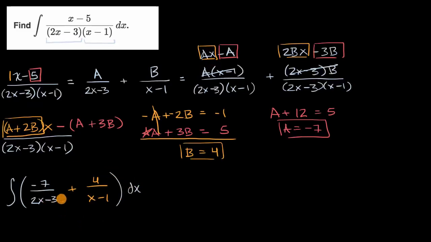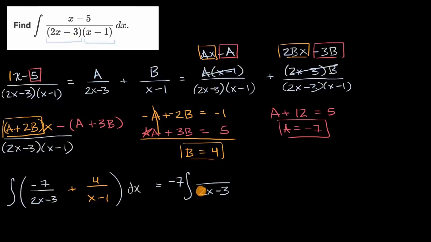Now, if you are so inspired, I encourage you to pause the video and try to run with it from this point, because we have seen the techniques to solve integrals like this before, but I'll do it step by step. This is going to be the same thing as the integral of 2x minus 3. I could write the negative 7 here, but I'm going to take the constant out of the integral. So I'll put a negative 7 here.